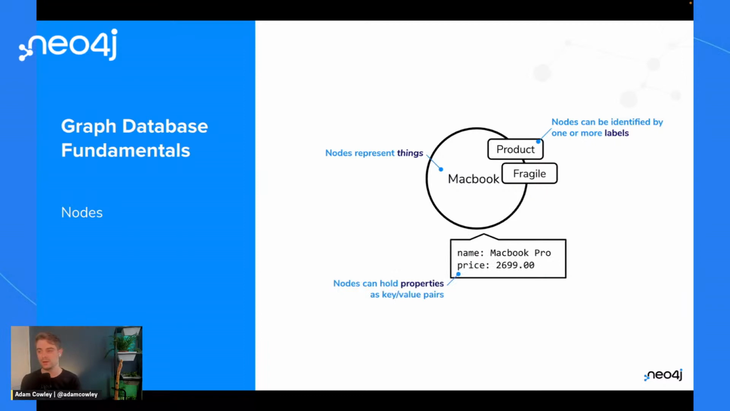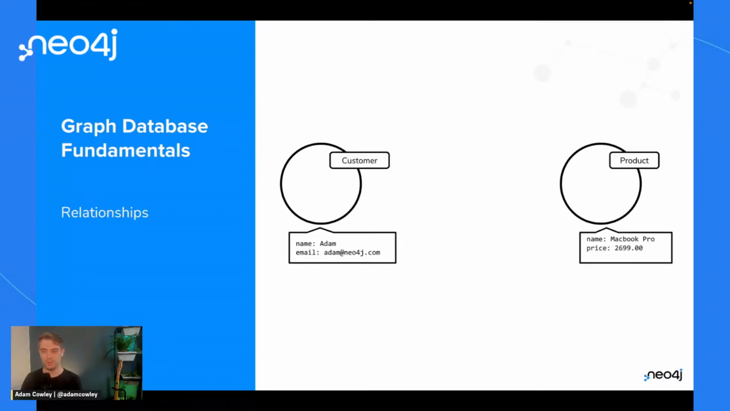We can assign properties to nodes in key-value pairs. In this case, we have a name property, so it's a MacBook Pro, and then we have the price, which is $2,699. We use relationships to connect these nodes together. The lines between two circles, we call these a relationship.